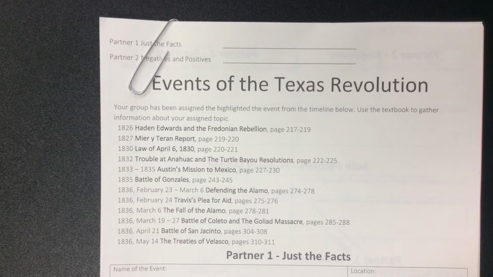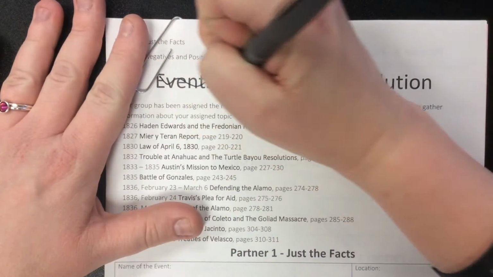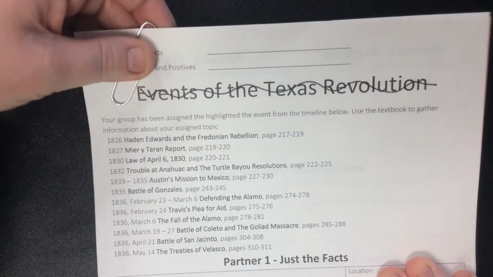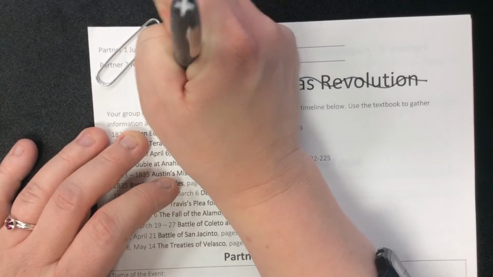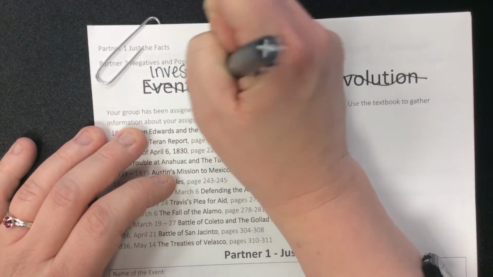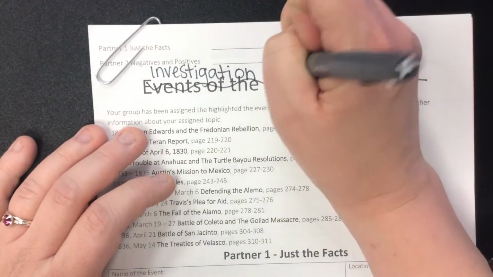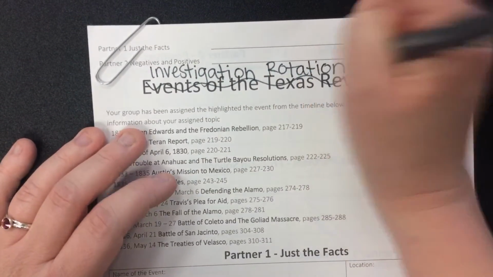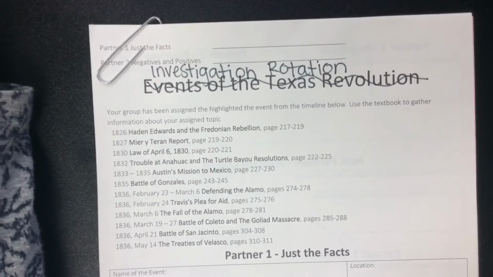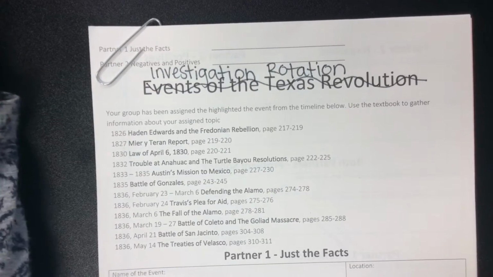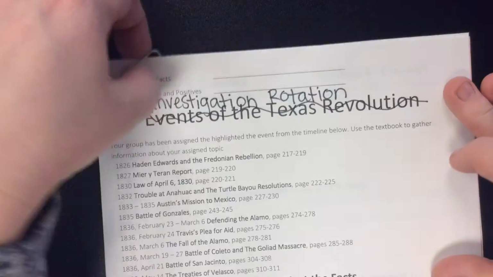Dearest Texas history scholars, today we will be doing something called an investigation rotation. You can't see it, but I got really excited when I said that. So go ahead and mark out the title of this, and we're going to put investigation rotation. When I invented this worksheet, I didn't know that it could be so fun, but it can be fun. And so we're not going to call it a worksheet. We're going to call it an investigation rotation.